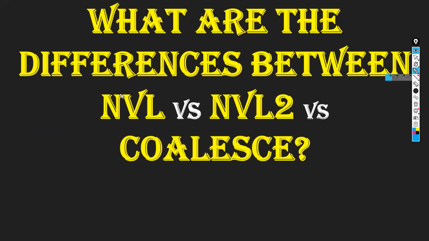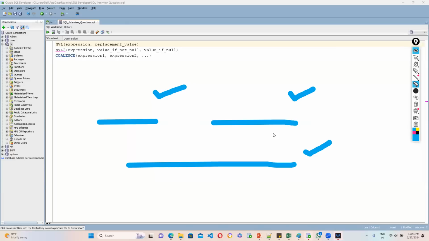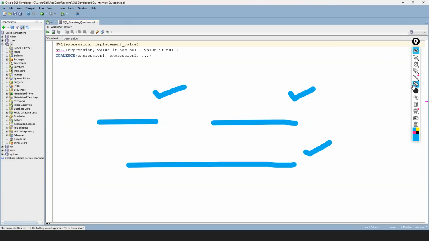One is NVL, another is NVL2, another is COALESCE. How is it useful as part of day-to-day work? Let's get into what the differences are, as well as how it is useful as part of your day-to-day work, and which use case you are going to work on. First, let's get into SQL. Now let me go ahead and erase this.